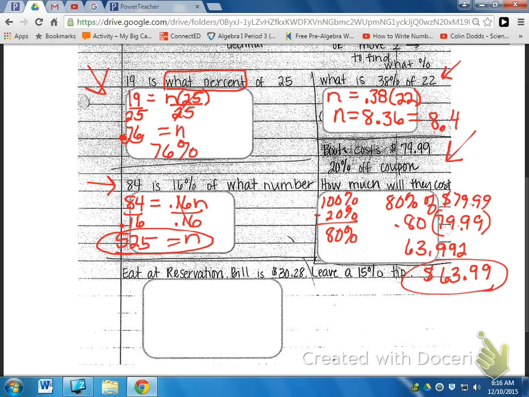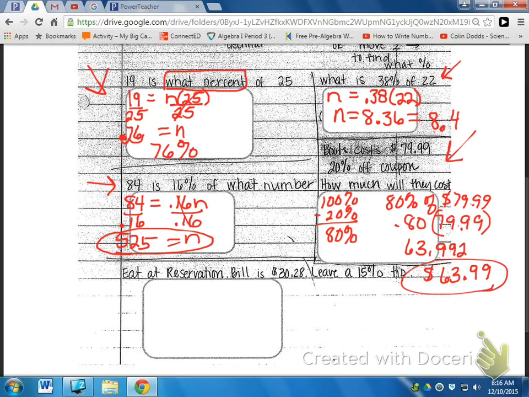Questions about why we did the 20% off that way? I take the percentage that's off away from 100 so I know what percentage I'm actually paying, and then figure it out from there. Usually you can take that percentage off from 100 pretty easily in your head, and then just go do the multiplication problem. All right, one more thing.